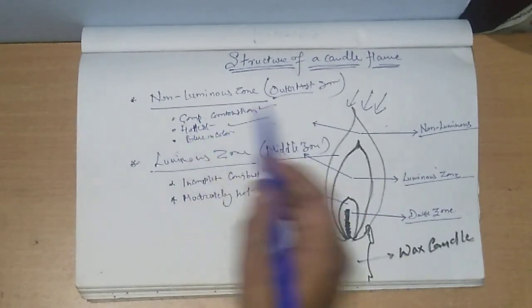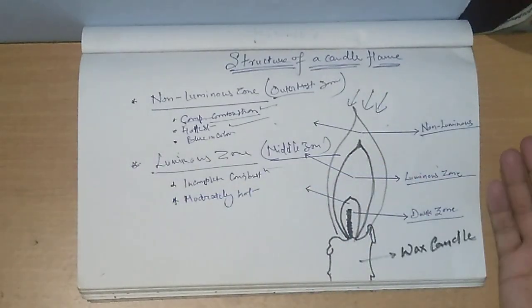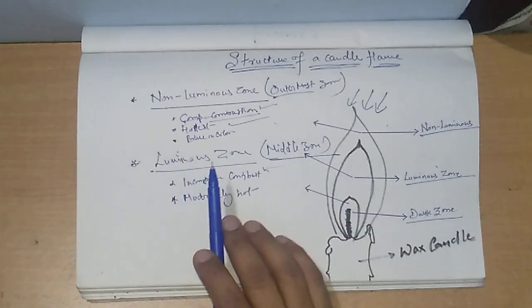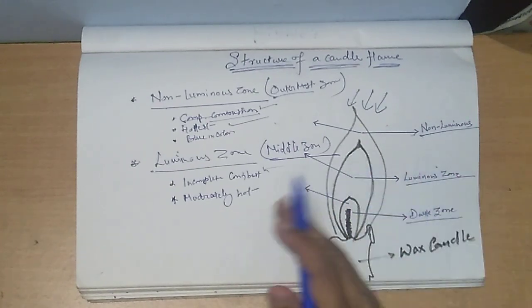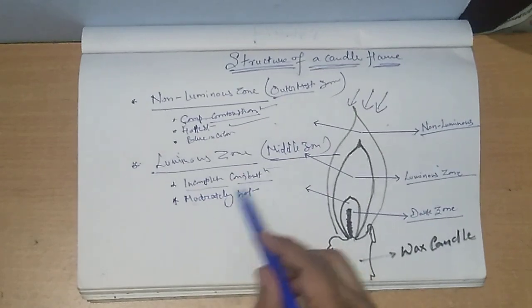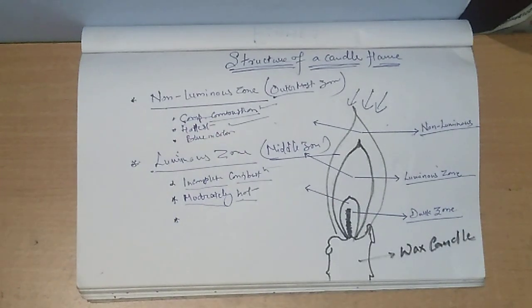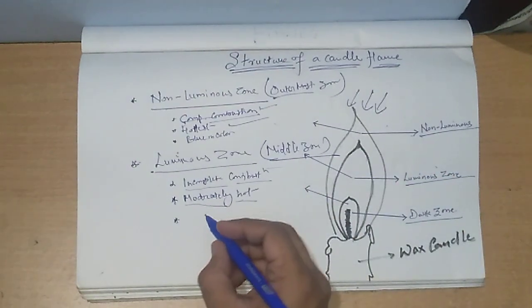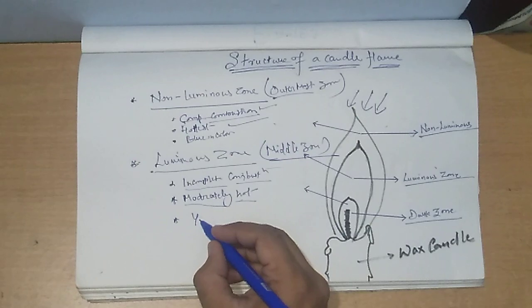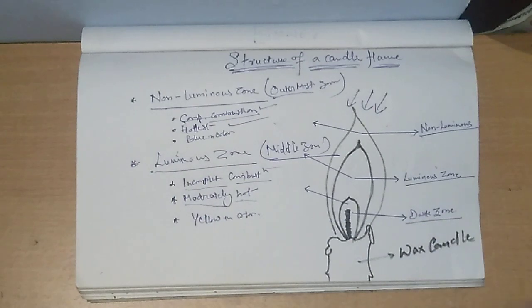Clear? So the outermost zone undergoes complete combustion due to the sufficient supply of air, because it is the outermost layer. That's why it directly comes into contact with the air, and that's why it undergoes complete combustion. Whereas the luminous zone is the middlemost zone, and that's why less air reaches there. That's why it undergoes incomplete combustion and is moderately hot. It is less efficient than the outermost layer in terms of heat energy produced by the flame. And how can we identify it? It is yellow in color.